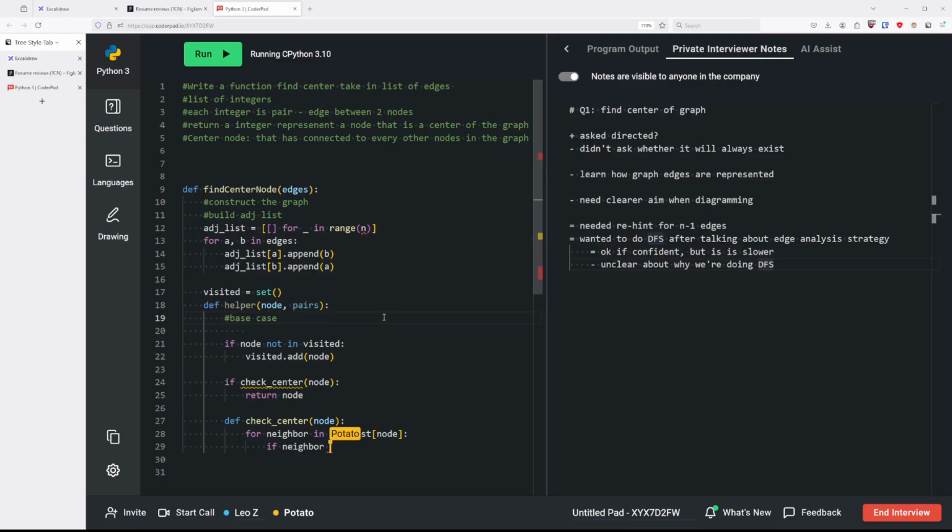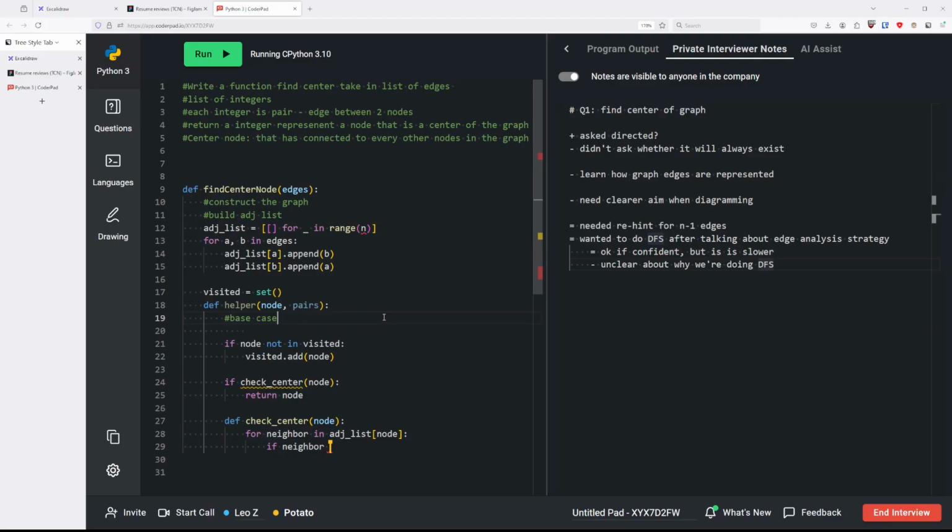So let's think about what's going on here. We want to do a traversal across the graph. I want to do the traversal until a node is the center. If we don't find the center, it must be the last node that we encounter, right? So we want to traverse until we find the center. Does that make sense?